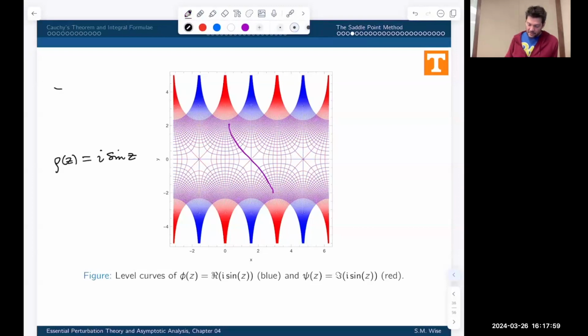So let's see if I can draw a good saddle point. Okay. Let's see. Down, roughly speaking. Maybe some of you are better at drawing saddle points than I am. Let's see here.